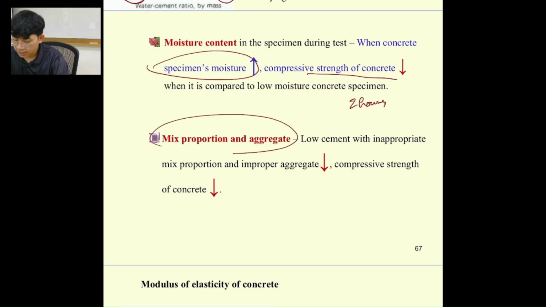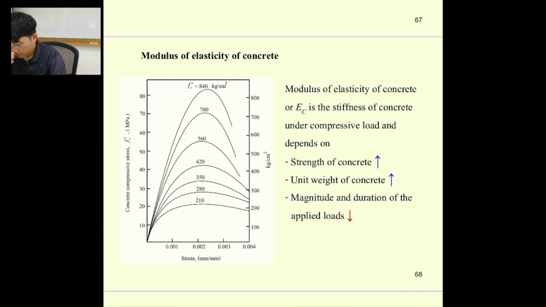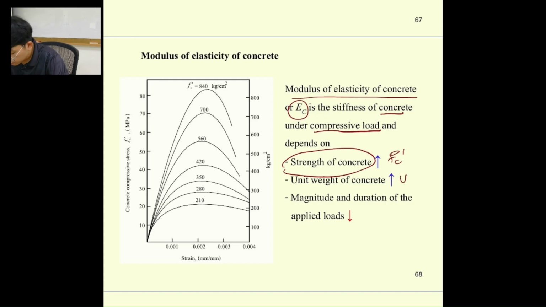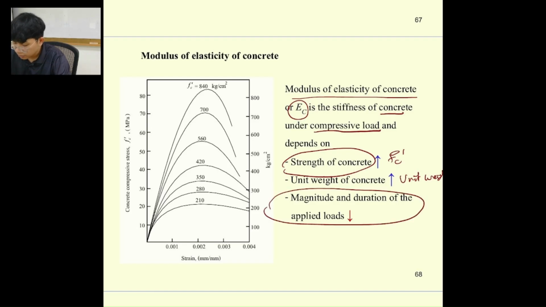And then the mix proportion of the aggregate depends on your mix design. You can mix to get high or low or whatsoever, it depends on the designer's purpose. Next is the modulus of elasticity of the concrete. So the Ec, the stiffness of the concrete, depends on the compressive strength, the strength of the concrete, f'c. It depends on unit weight, and that also depends on the magnitude and duration of applying load. This one is really advanced, but the two main ones that I would like to mention are f'c and the unit weight.